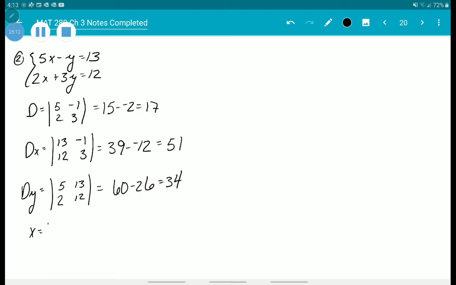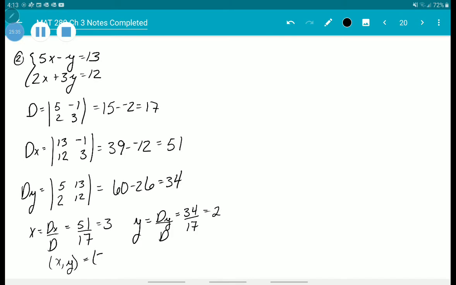So x is equal to dx over d, which is 51 over 17, which is 3. And y is equal to dy over d, which is 34 over 17, which is 2. So we have a consistent independent system. X is 3, y is 2. These two lines cross at the point 3, 2.